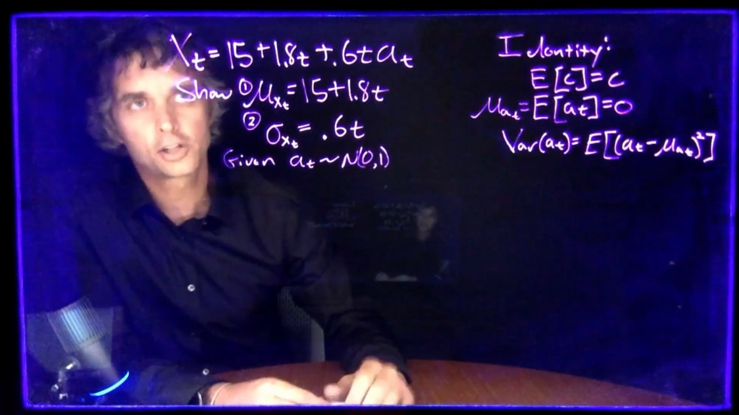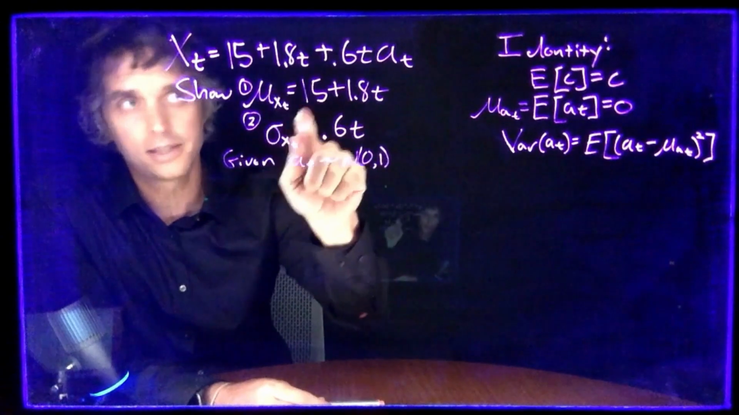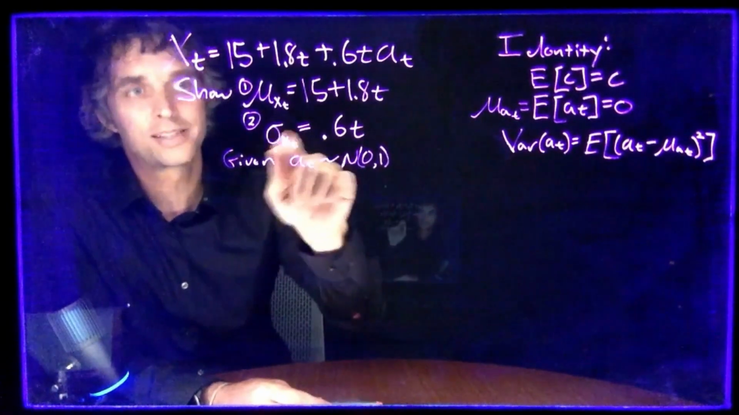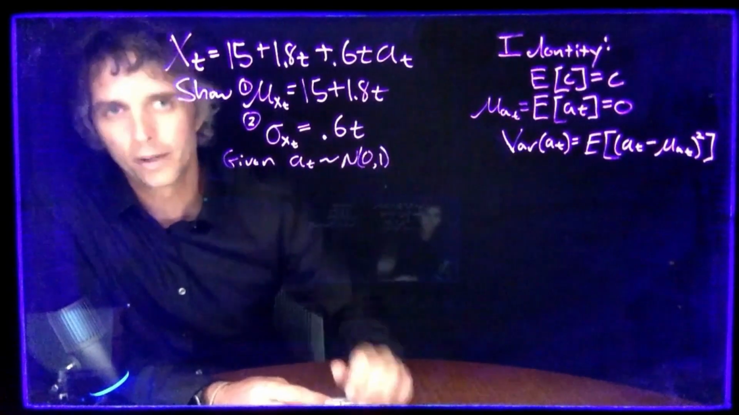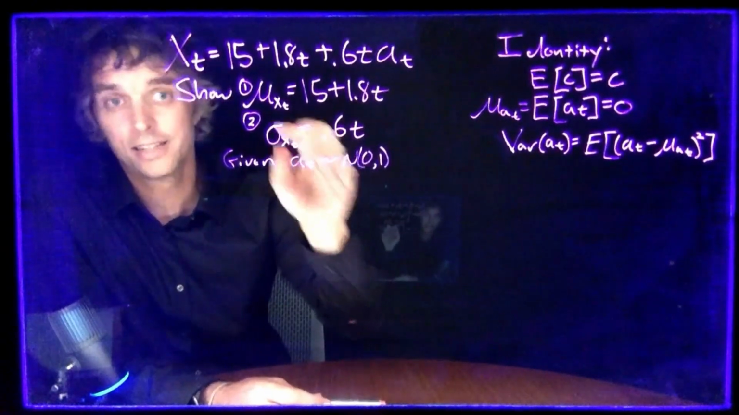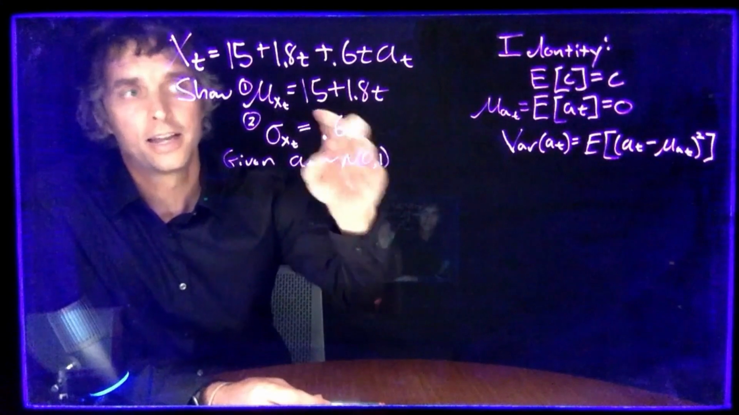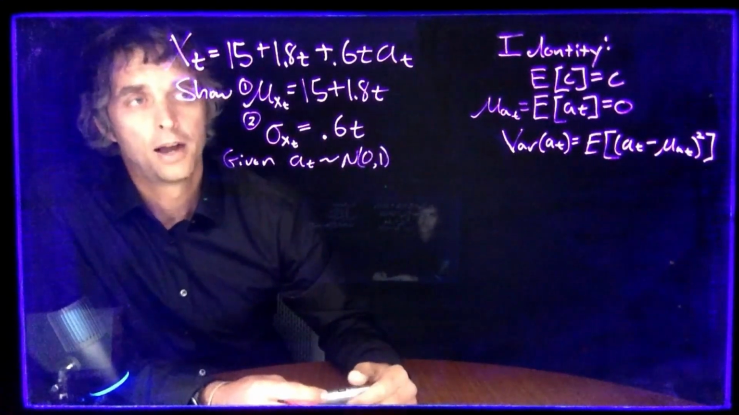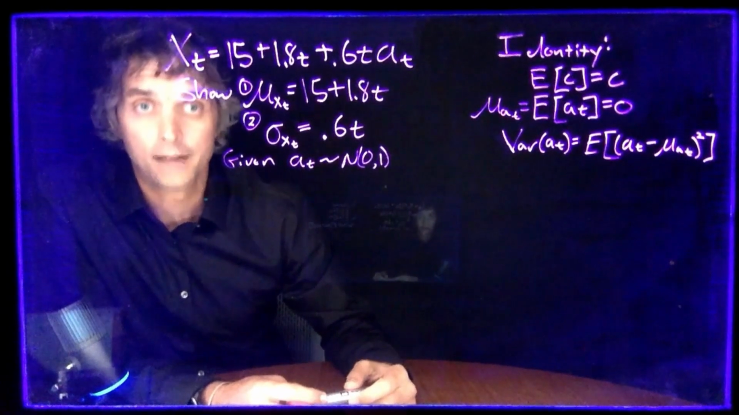So what we'd like to show is first that mu xt equals 15 plus 1.8 t, and then we'd like to show that sigma xt equals 0.6 t, where sigma xt is the standard deviation of xt. If it equals 0.6 t, we would show that the standard deviation of xt depends on time.